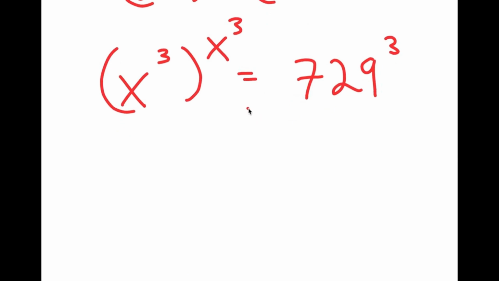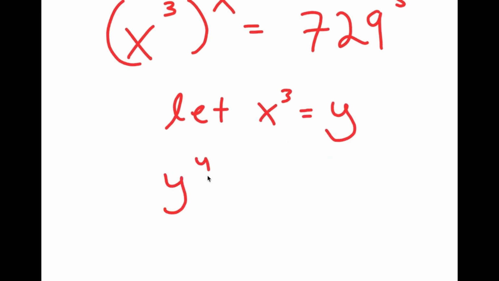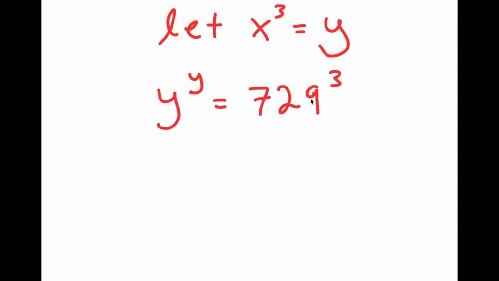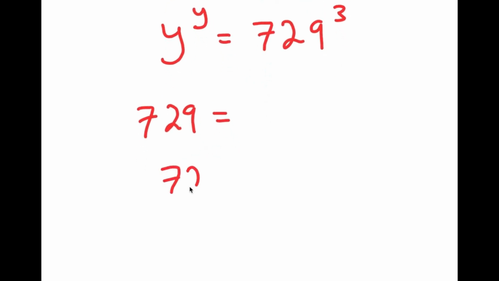Now, from here, I'm going to let x to the power of 3 equal to the variable y. So I get y to the power of y is equal to 729 to the power of 3. Now, I can simplify 729 to the power of 3. So 729 is the same thing as, let's find some factors of this.